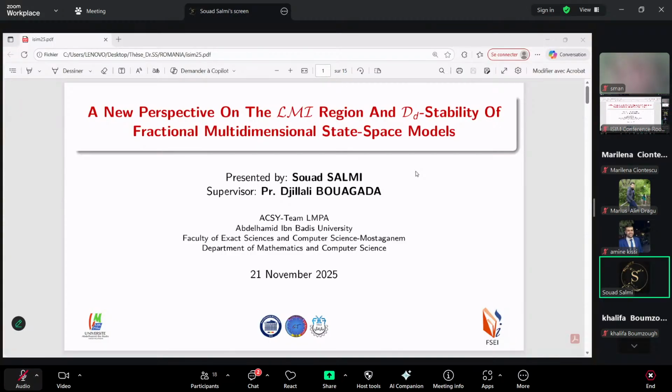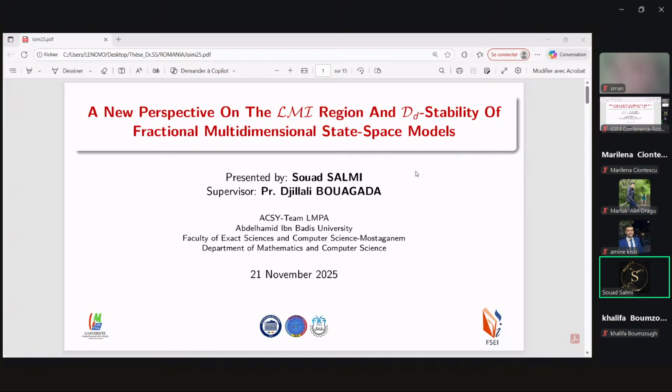Studying the stability of fractional multidimensional state space systems that change in several spatial directions is difficult, especially when there are uncertainties or external disturbances. These systems appear in advanced applications such as signal processing, control, and geospatial modeling. In this presentation, I will propose a new LMI-based method and extend the idea of D-stability region to fractional multidimensional state space models, offering a clear way to guarantee their robust stability.